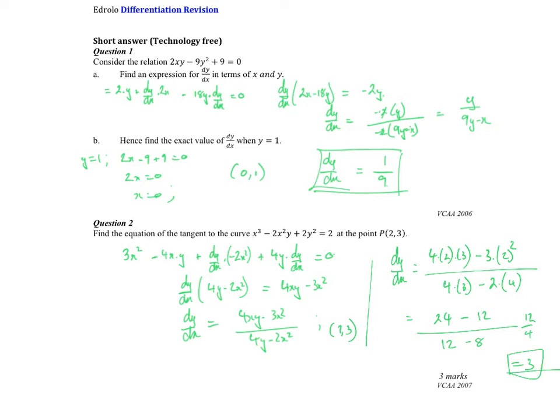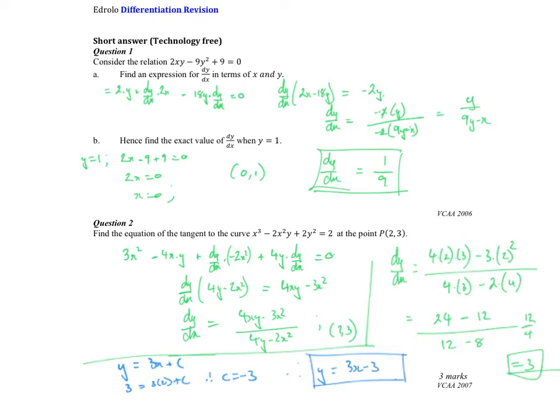So of course then continuing, I'll just come here. So the gradient of the line is 3, so I get y equal to 3x plus c. Put the point (2, 3) in, we'll get 3 is equal to 3 times 2 plus c. c is equal to negative 3. Therefore the equation of the tangent is y equals 3x minus 3. Okay.